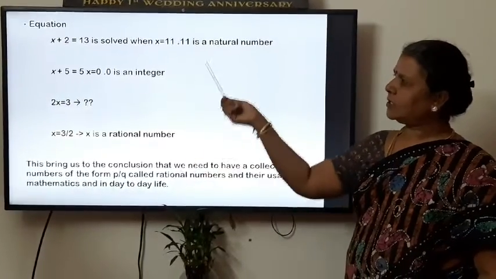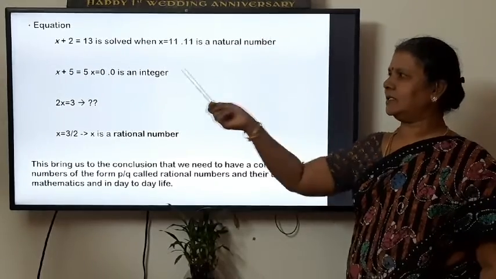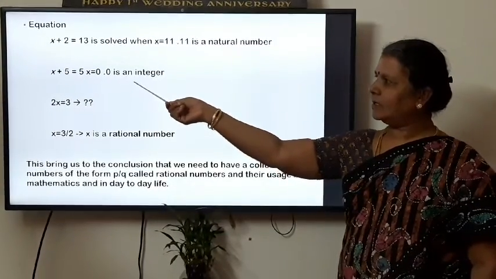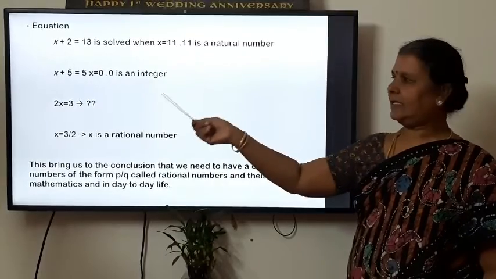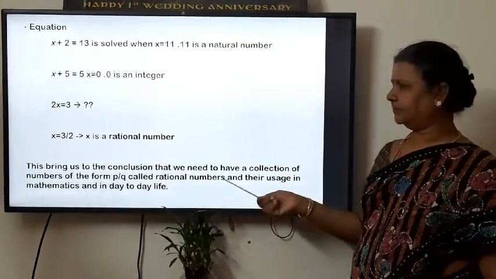Now solving the equation also, we just say x plus 2 equal to 13, where 11 is the solution for this, which is an integer or natural number. X plus 5 is equal to 5, where x is 0, is an integer. 2x equal to 3, there comes the solution as a rational number.